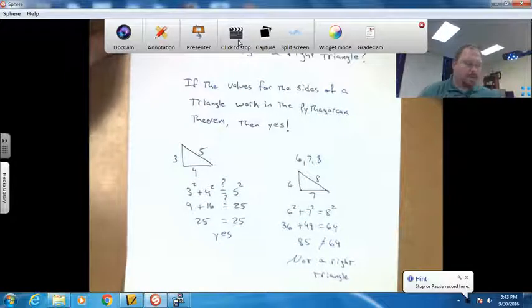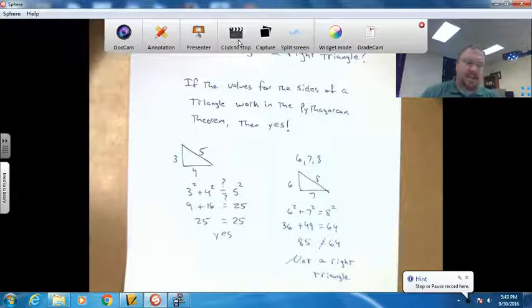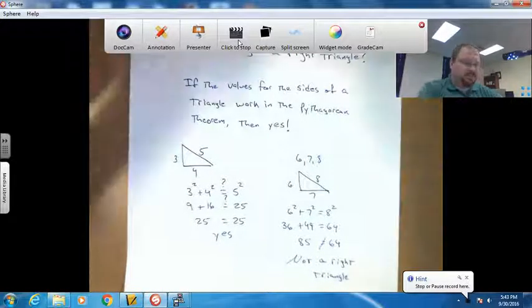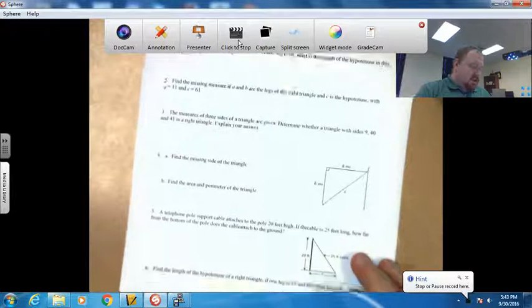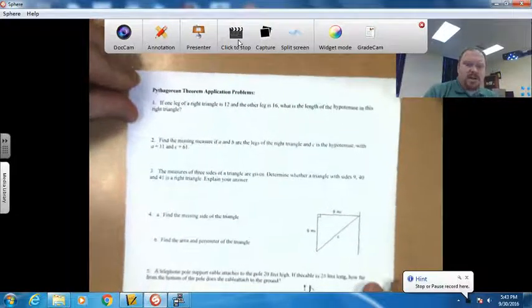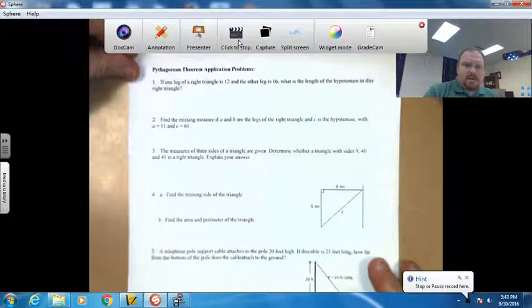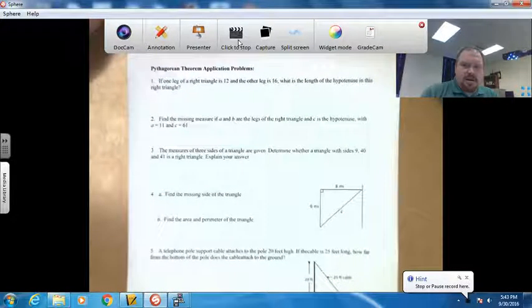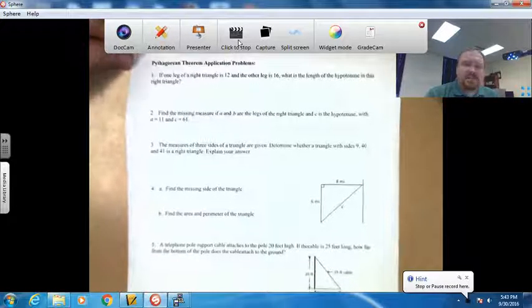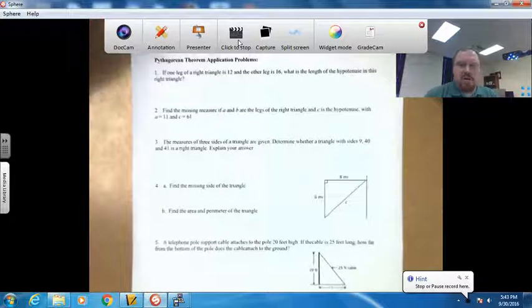Okay, so now let's actually get into some formal examples. Now, this is the page that I'm talking about. I'm looking at number 4. This would be a typical problem for us. It says find the missing side of the triangle. No big deal.